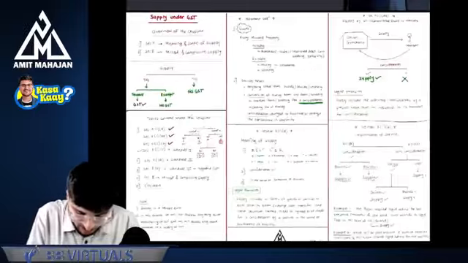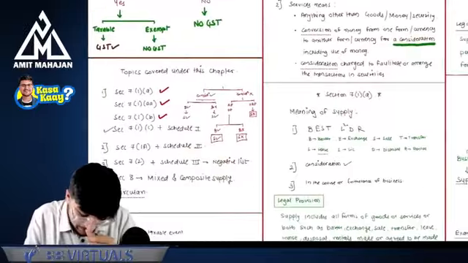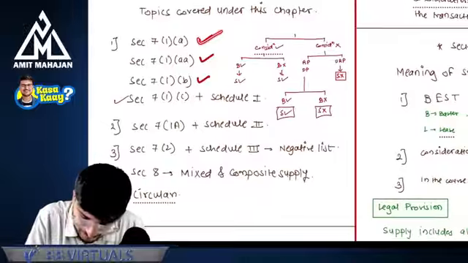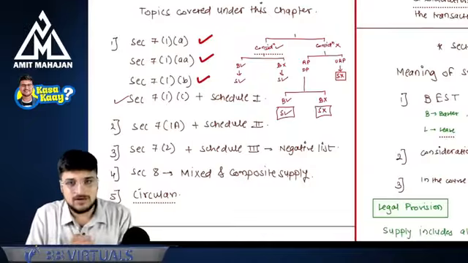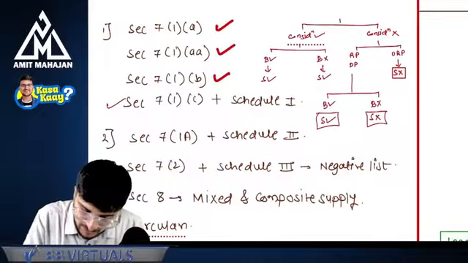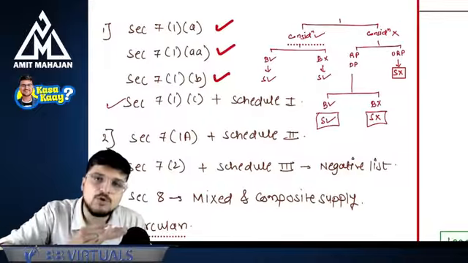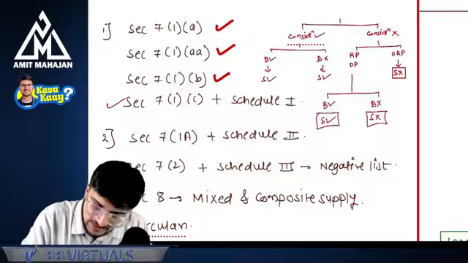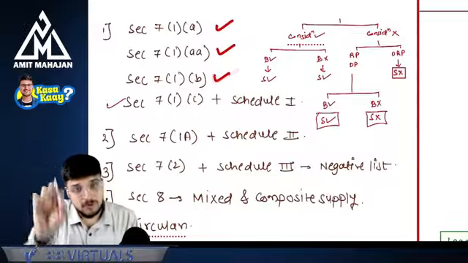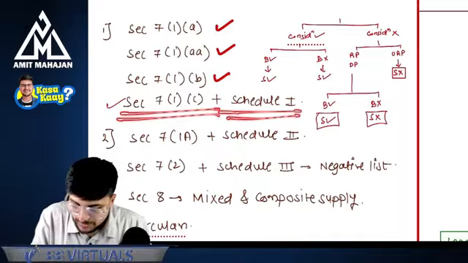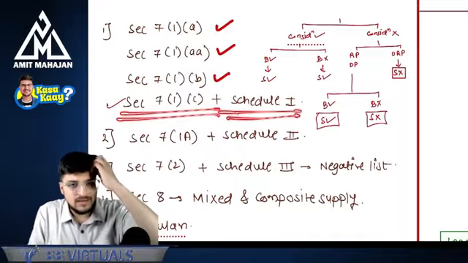Till now, we have seen four sections. Number one, it is section number 7.1a. Say that is three conditions. Section number 7.1aa, that is any unincorporated body provides any supply to its members for a consideration. Section number 7.1b, that is importation of service for a consideration. 7.1c, read with schedule 1. Always say read with schedule 1.